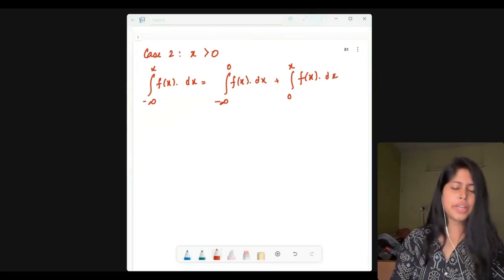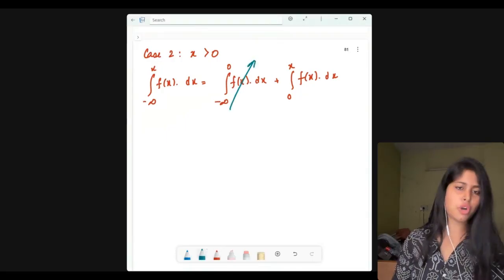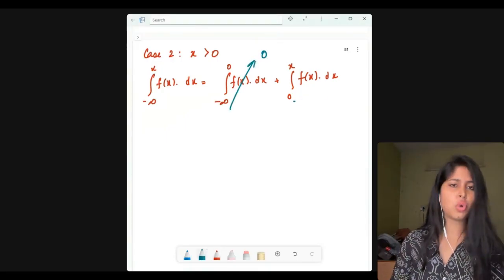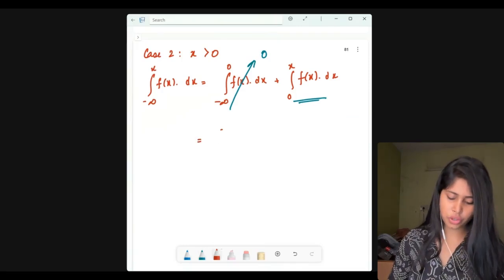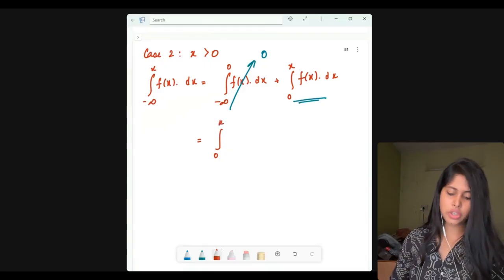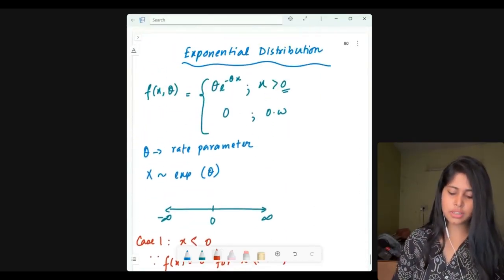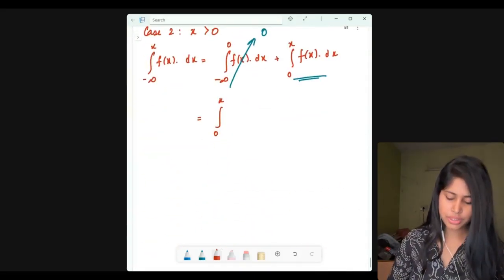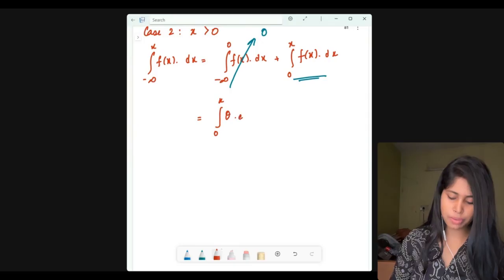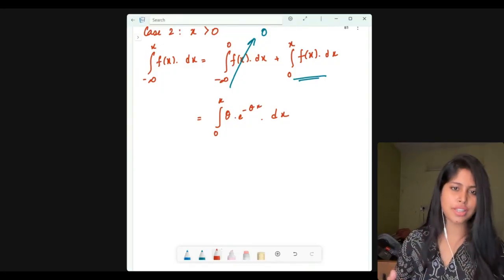All right, so from here we can directly write that this portion will be 0 from case 1, and now we need to compute only this part. So let us do it. It will be the integral from 0 to x, and what is our f(x)? f(x) is the PDF, right? So what is the PDF? That is theta into e to the power minus theta x. So let us write it: theta into e to the power minus theta x dx. Now this theta can be taken outside because theta is a constant, right?